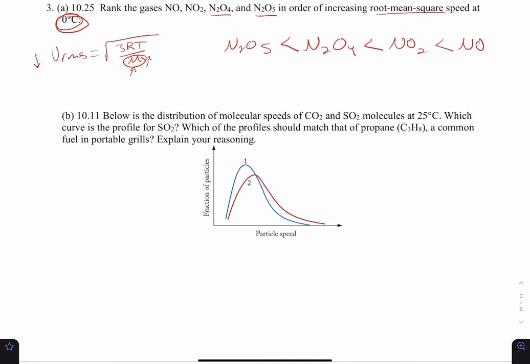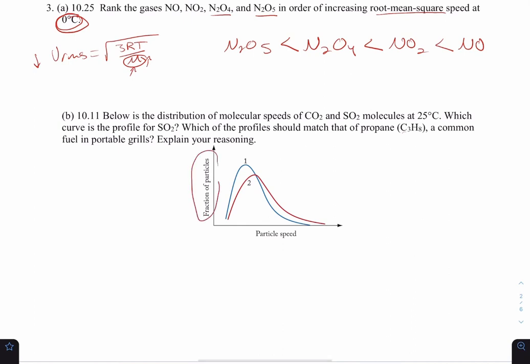All right, part B says, below is the distribution of molecular speeds of CO2 and SO2 molecules at 25 degrees Celsius. Which curve is the profile for SO2? Which of the profiles should match that of propane, a common fuel in portable grills? Explain your reasoning. Okay, so now let's look at the axes here really quick. I think that's going to help us a lot.